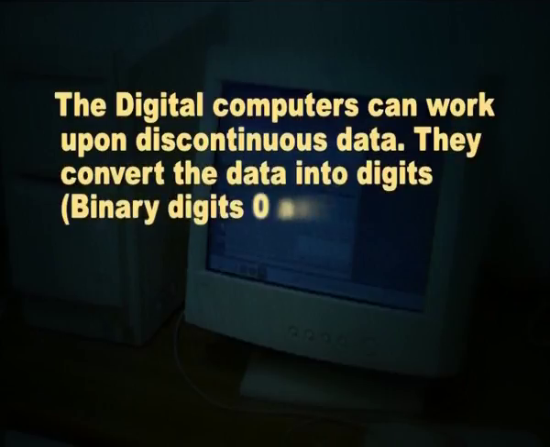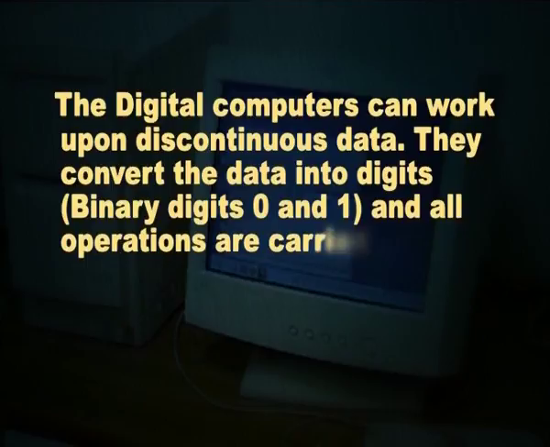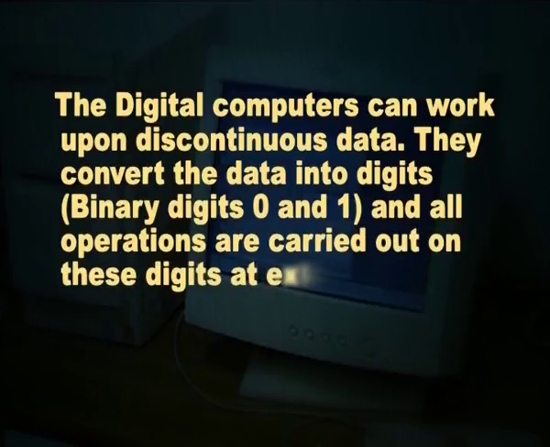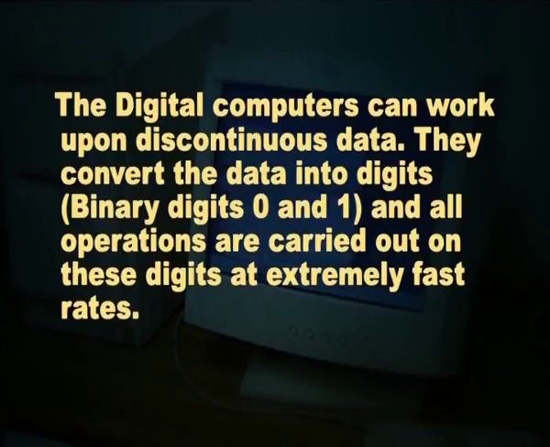The digital computers can work upon discontinuous data. They convert the data into digits, binary digits 0 and 1. And all operations are carried out on these digits at extremely fast rates. A digital computer basically knows how to count the digits and add the digits. Computers used for business and scientific applications are digital computers. Digital computers are much faster than analog computers and far more accurate.